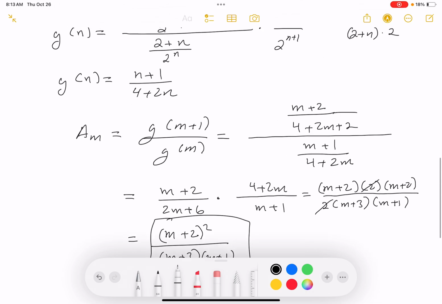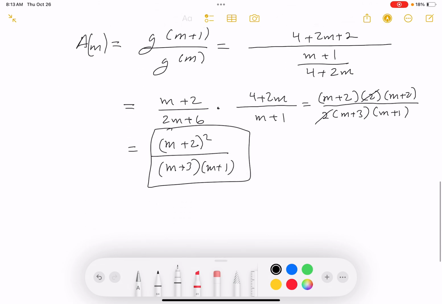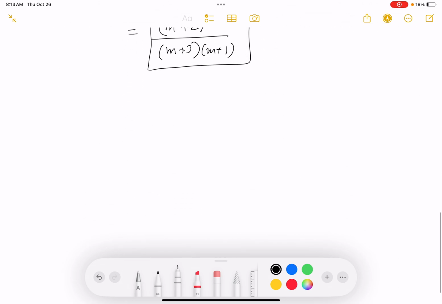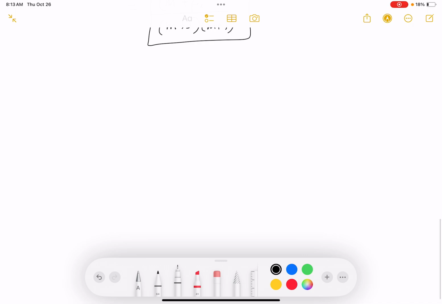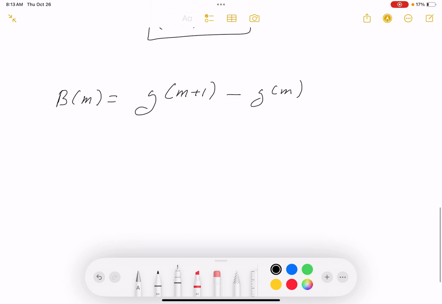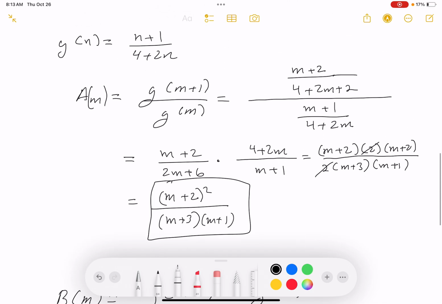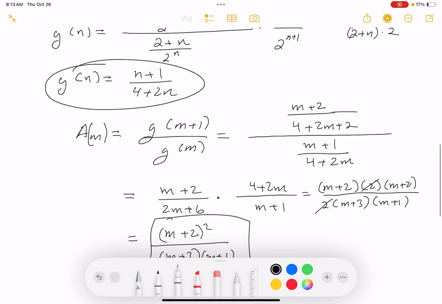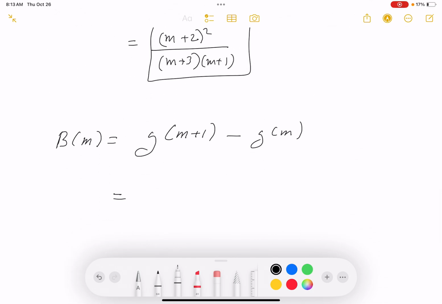Now let's do the next one, and that was, I'm sorry, this was a of m. Sorry about that. Let's put down the next question, and again, I'm looking back over the question, and it says b of m. I think it says b of m. Yeah, b of m. And what's that equal to? G of m plus 1 minus g of m. Well, I got to write it down. Again, I can't remember what g is, but it's right over here. So it's going to be m plus 1.